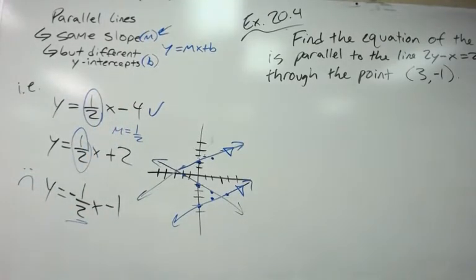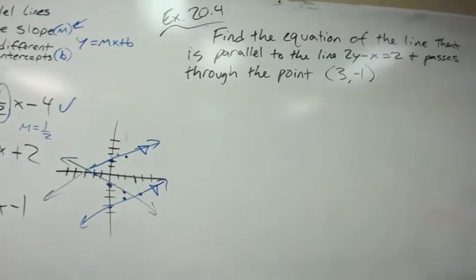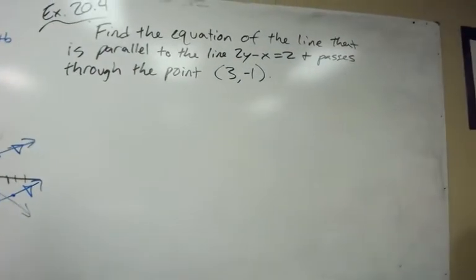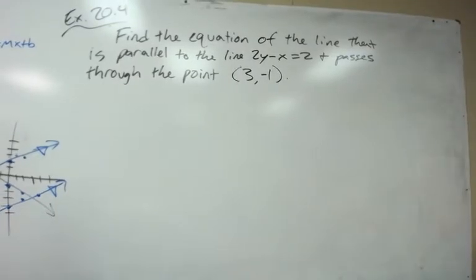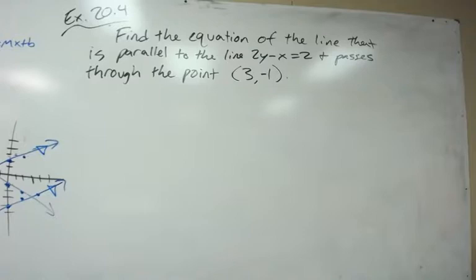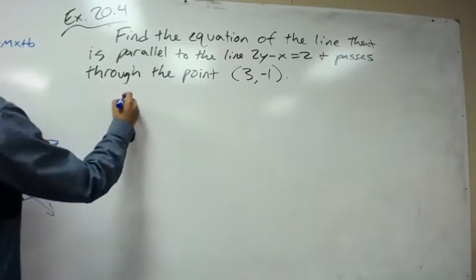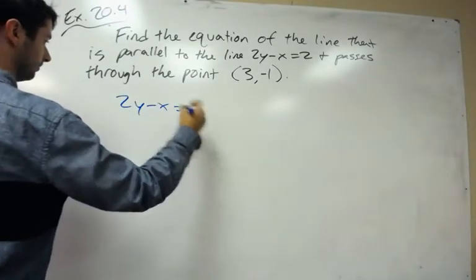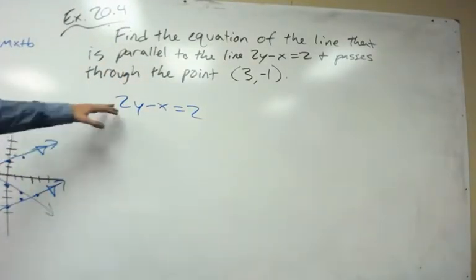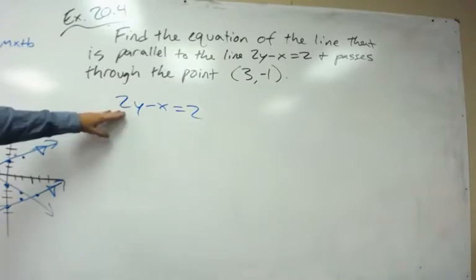So let's look at one problem that would use this concept. Example 20.4. Find the equation of the line that is parallel to the line 2y minus x equals 2 and passes through point (3, negative 1). How you would solve these, let's take 2y minus x equals 2. We need to find a line parallel to this one. Well, how does that help us?